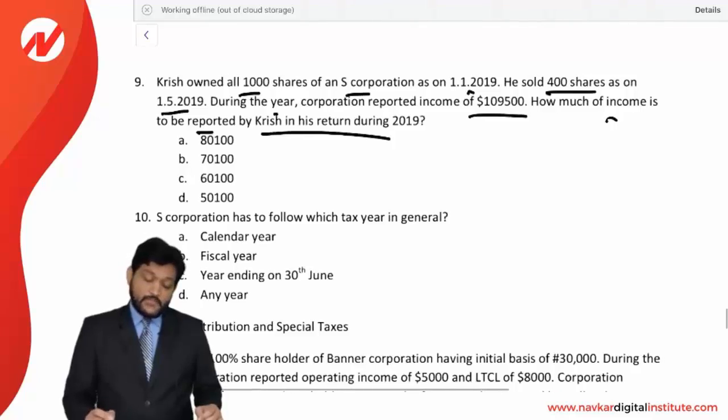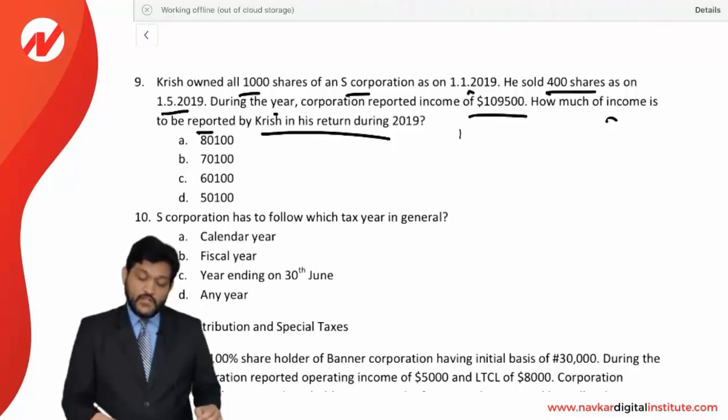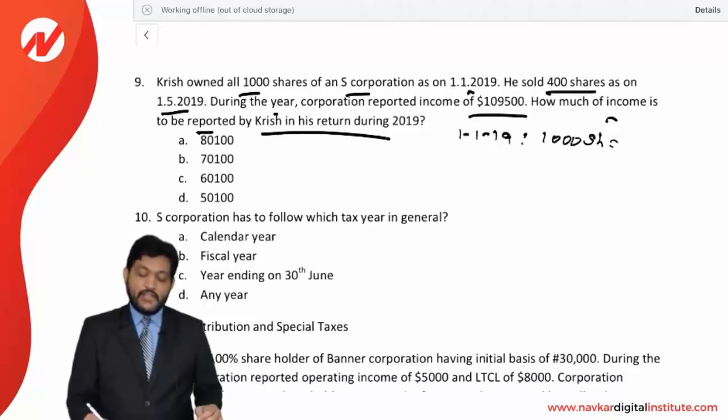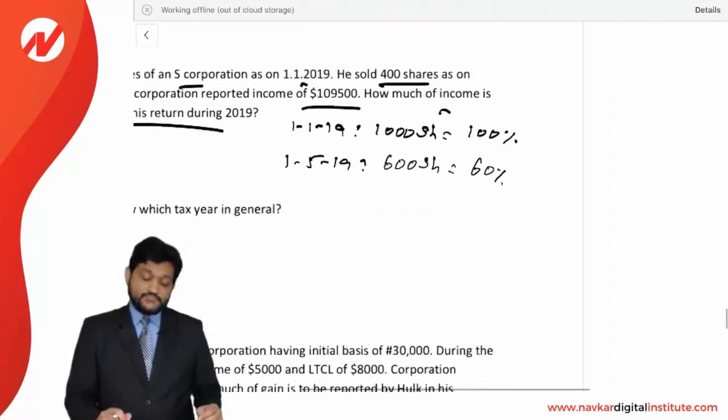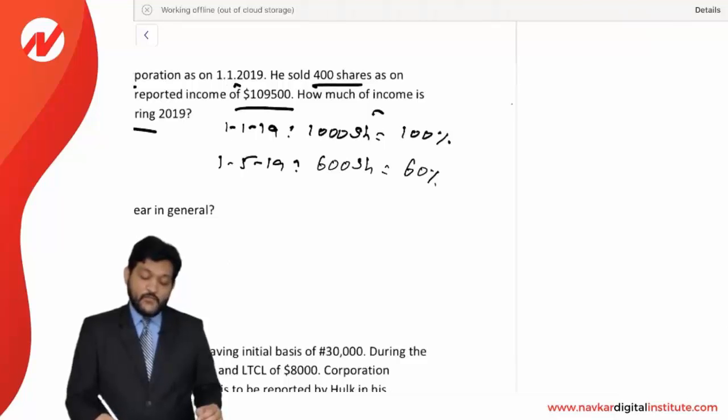Okay, look at this. On 1/1/19, he was holding 1,000 shares. It is equal to 100%, all the shares. And then on 1st May 2019, he sold 400 shares. So now his holding will be 600 shares. That is equal to 60%. So income has to be divided. Okay. 1st January to 1st May, that is 120 days.